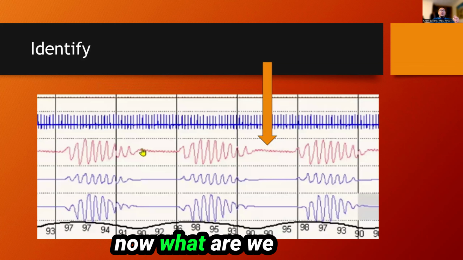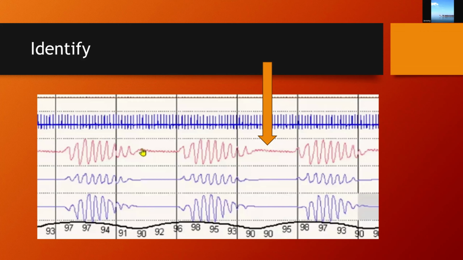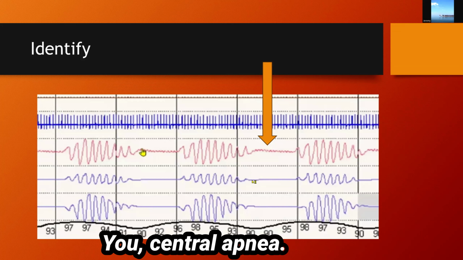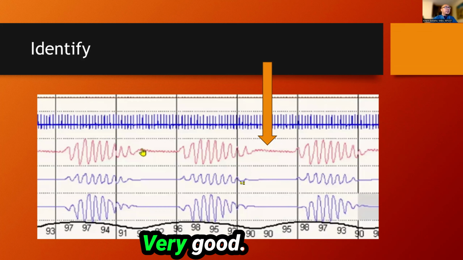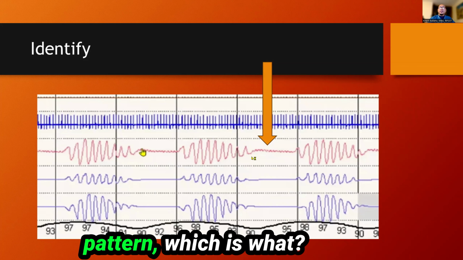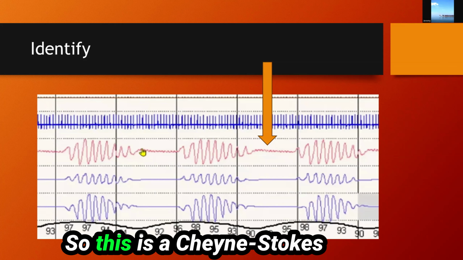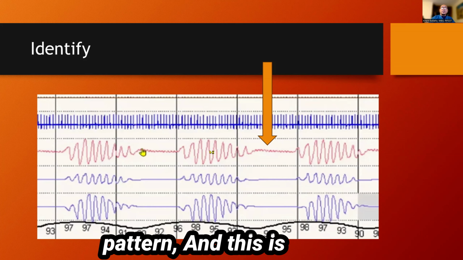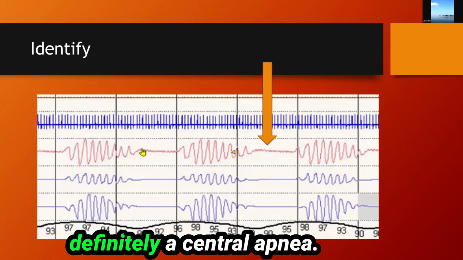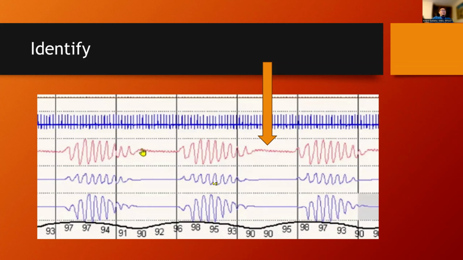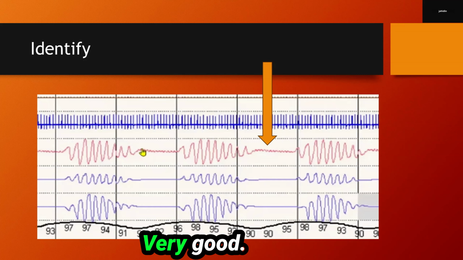Now, what are we looking at here? Central sleep apnea. Respiratory events. Central apnea, very good. What else? Crescendo-decrescendo pattern, which is what? This is a Cheyne-Stokes pattern, and this is definitely a central apnea. What else? An artifact. Very good.